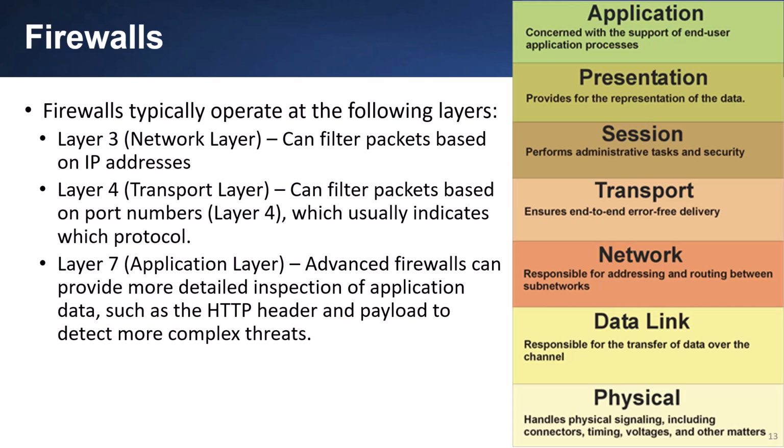Firewalls typically operate at the following layers. Layer 3 can filter packets based on IP addresses. Layer 4 can filter packets based on port numbers, which usually indicate which protocol. Layer 7, advanced firewalls can provide more detailed inspection of application data, such as the HTTP header and payload, to detect more complex threats.